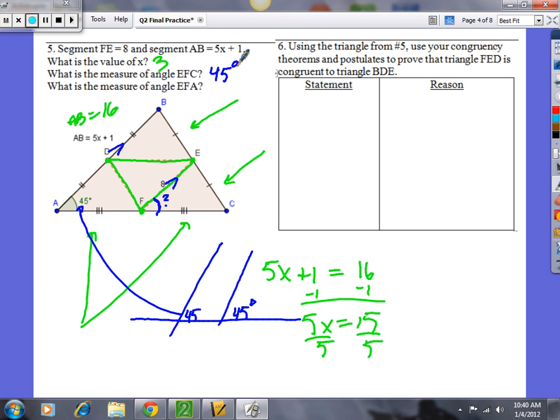And then what is the measure of EFA? Oh, that's this one. EFA, how big is this guy right here? Well, I know that this is a linear pair. They're on a straight line. So if this is 45, this is going to be 180 minus 45. What's 180 minus 45? So 135?